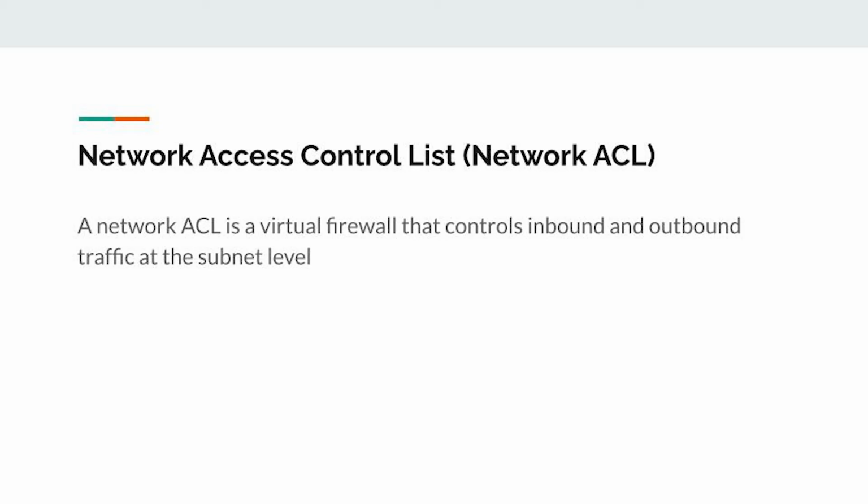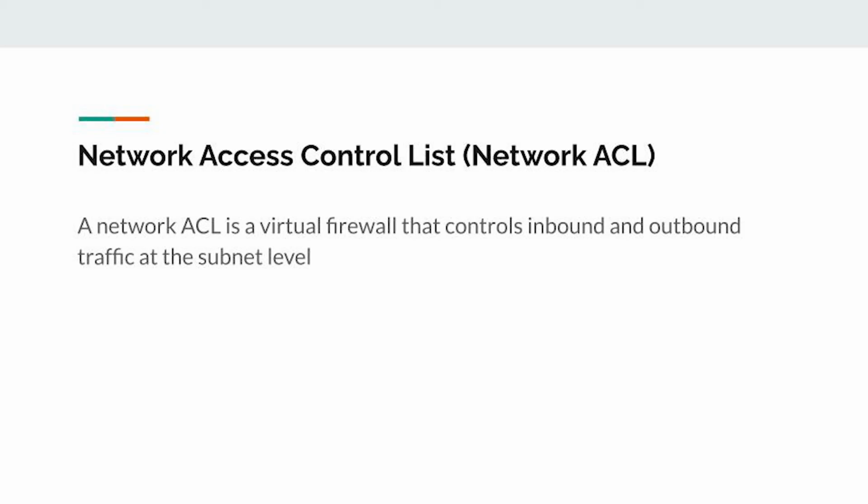A VPC comes with a default network ACL. If you need, you can create additional network ACLs. If a subnet is not associated with a specific network ACL, it is automatically associated with the default network ACL.